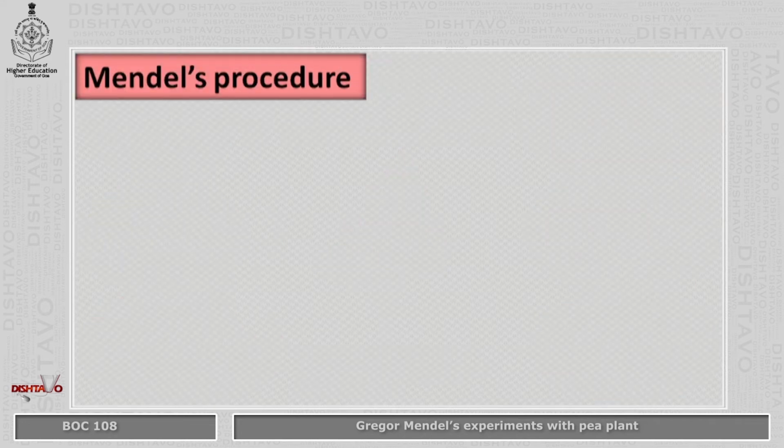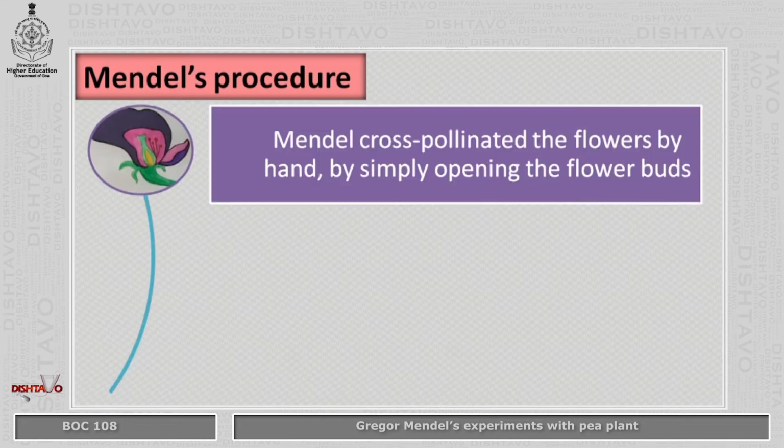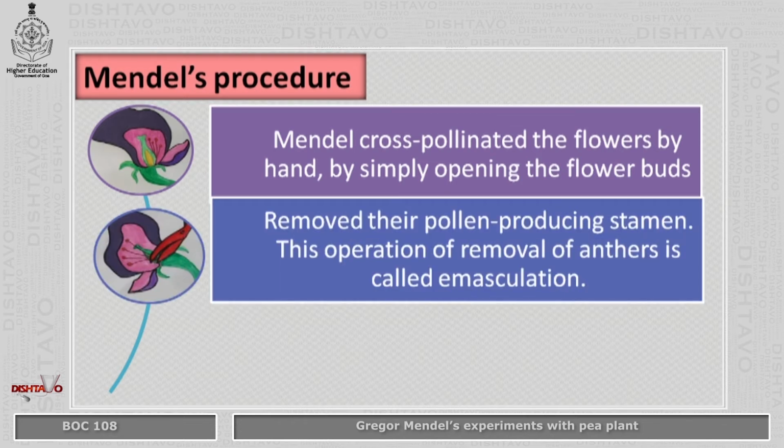Now let us learn about Mendel's procedure, how he brought about his experiment. So Mendel cross-pollinated the flowers by hand by simply opening the flower buds. He then removed their pollen-producing stamens, as you can see in the picture, with the help of a scissor. This operation of removal of anthers is called emasculation.